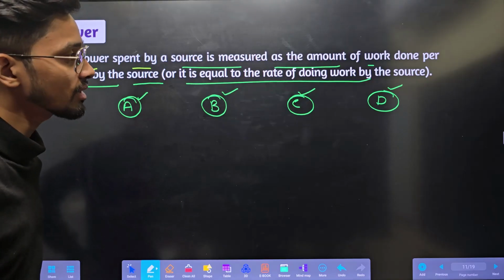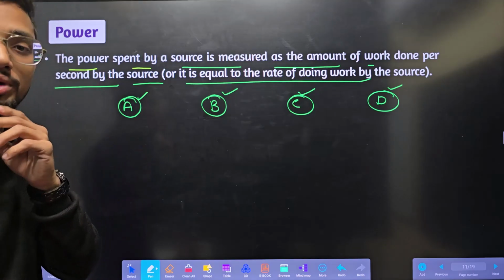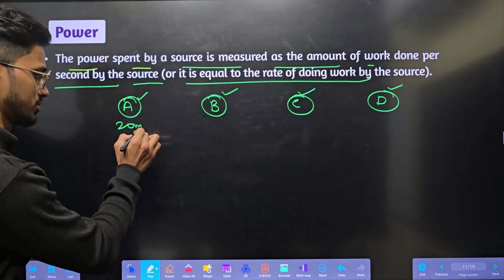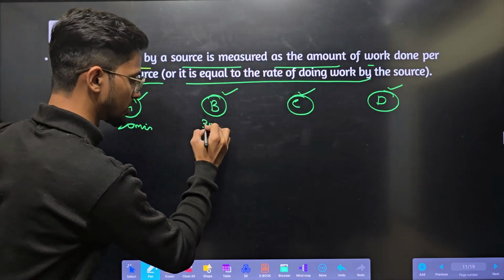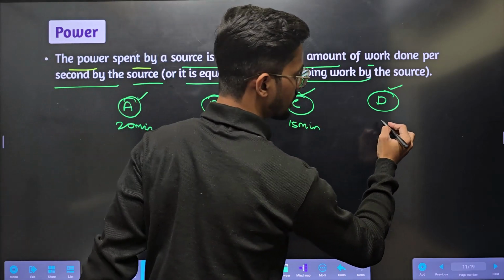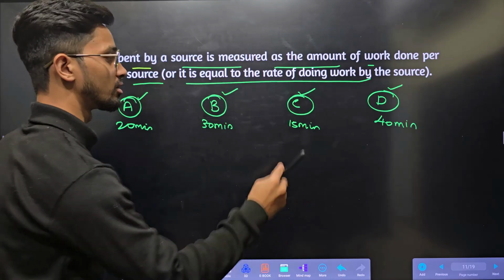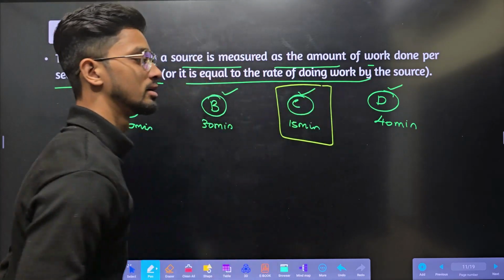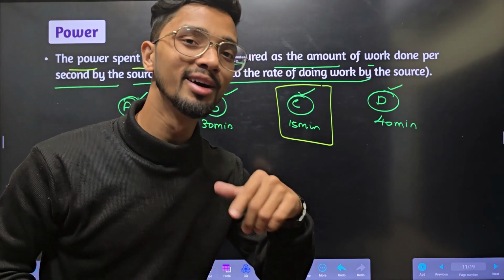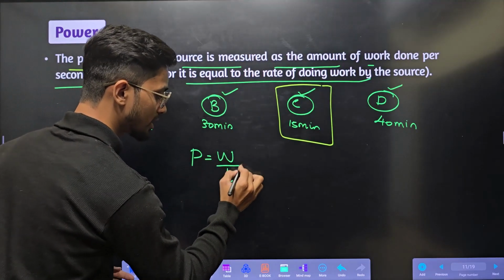If I want to give it to only one of them, I should ask them how much time they took to solve those 20 questions. If I ask A, how much time did you take? He said I took 20 minutes. B said I took 30 minutes. C said I took 15 minutes. D said I took 40 minutes. So who is best among them? The best among them is C, who has done more work in less time. So he'll have more power. Simple thing. So power is nothing but work done per unit time.